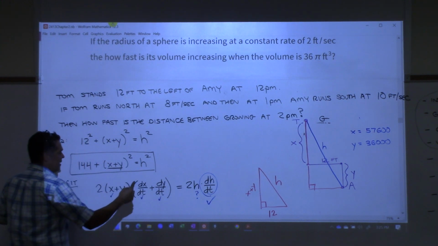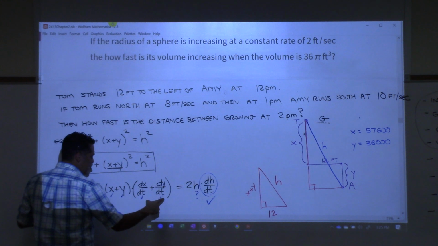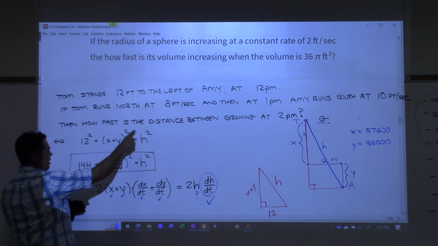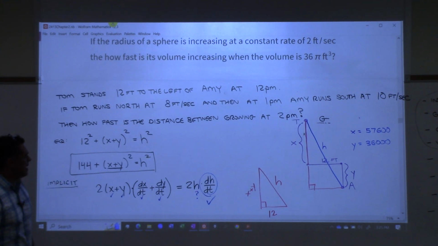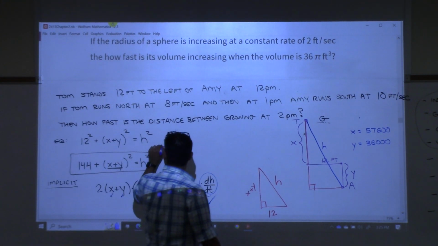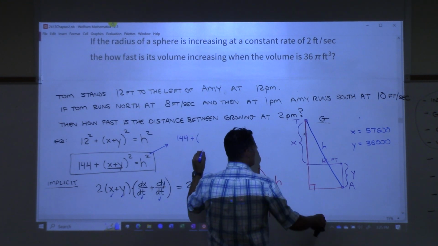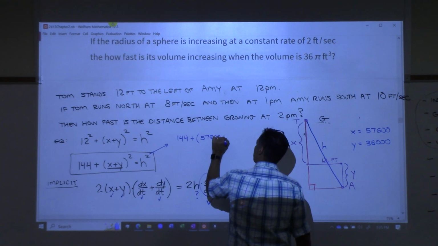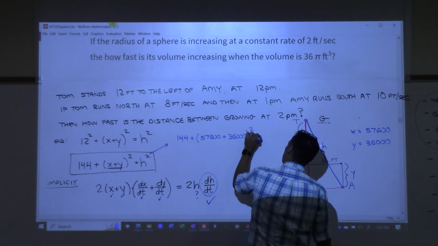So I can take the x here, plug it in, the y. I can plug in dx, dy in here. To get h, I'm going to just use that equation right there, or this one. Doesn't matter which one I use. So let's go get h. I'm going to use this equation. This is 144 plus, okay, x was 57,600 plus y, which is 36,000. All of that squared equals h squared.